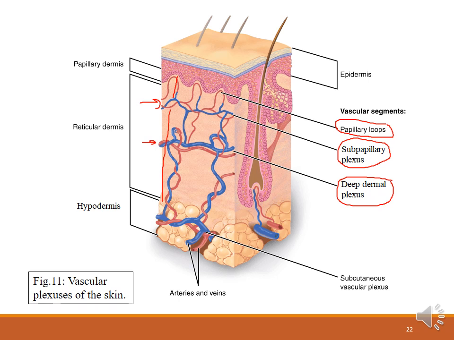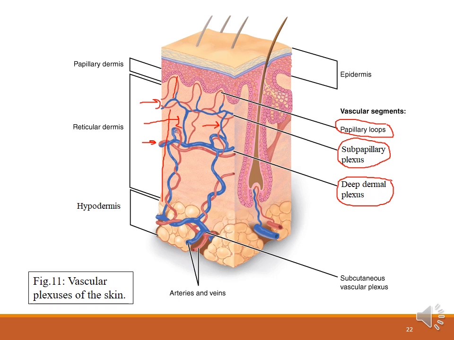Now, between these two plexuses, we have anastomoses. These anastomoses, as you can see here, are important for the thermoregulatory function of the skin. In case we have cold weather, the blood flow to the subpapillary plexus is reduced. This will reduce heat loss, and therefore the body will preserve its heat. On the other hand, if the condition is hot, blood flow to the subpapillary plexus will increase, and this will lead to increased heat loss, and therefore the body will be cooled.